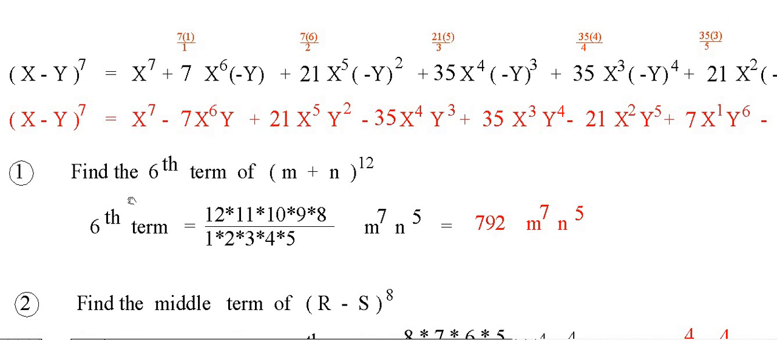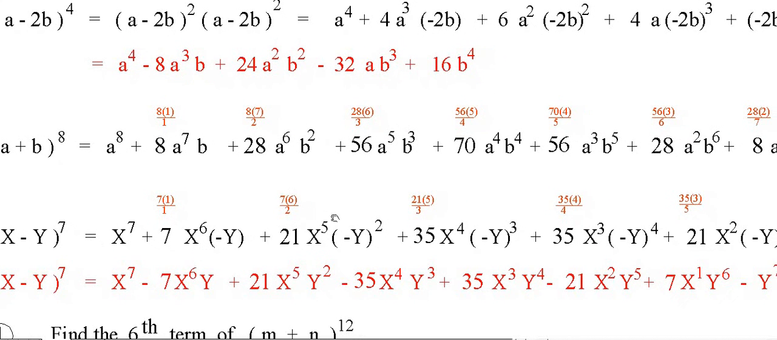So in this problem, if this is 12, expect that this is 13 terms, but we do not need to expand this because you are asked only for the 6th term. Okay, this I would like to explain again.